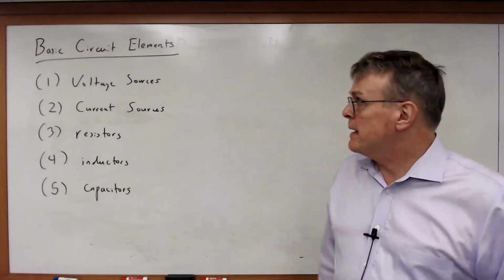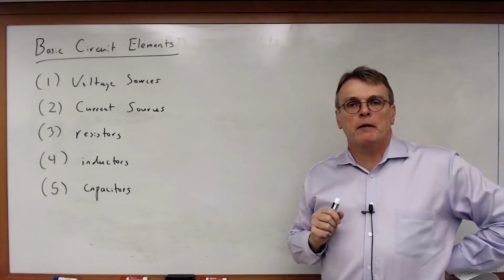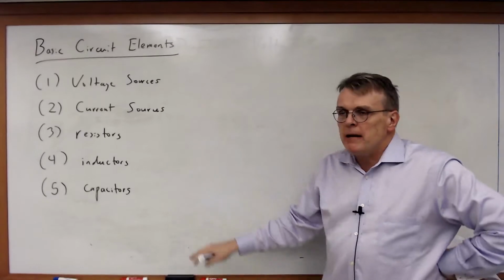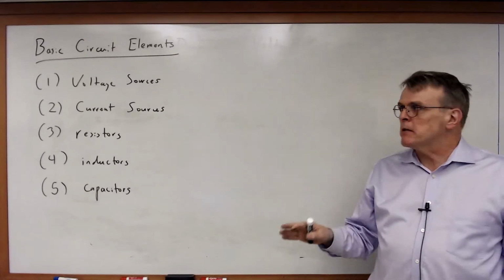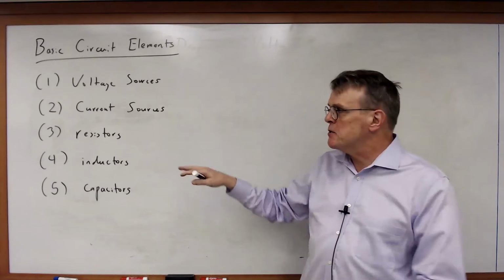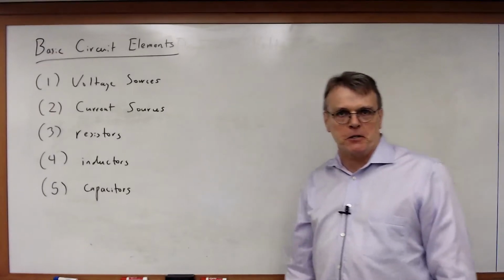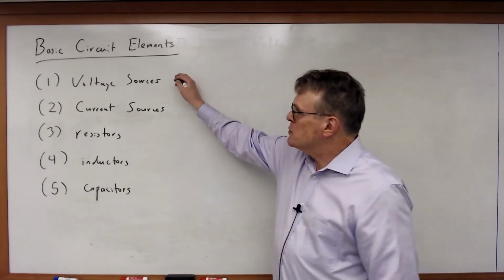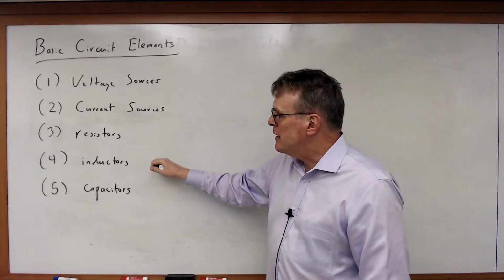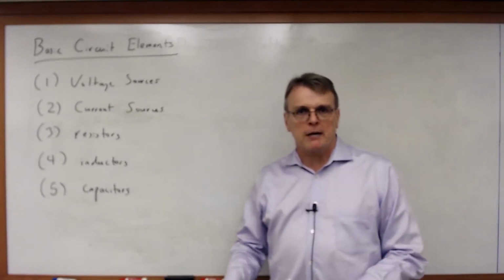All right, let's begin our discussion by looking at the basic circuit elements in Circuits 1. And what we're going to find is everything we're going to do this semester is going to be divided into 5 basic elements. These are the 5 types of ideal elements in circuit analysis and circuit design: voltage sources, current sources, resistors, inductors, and capacitors. And we're going to study all of those during this class.